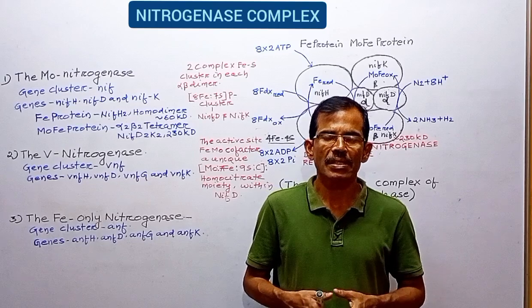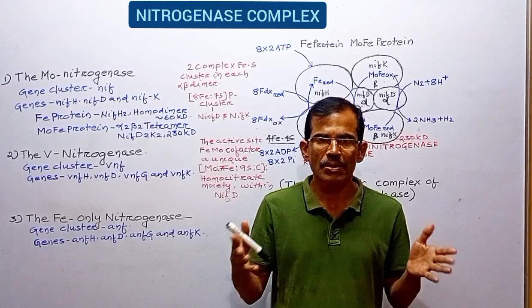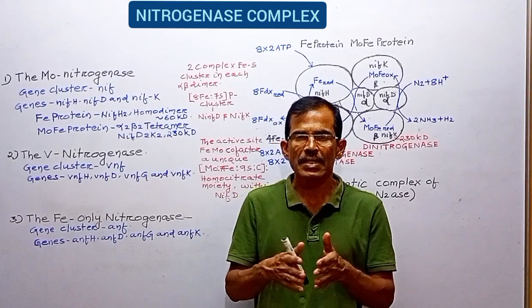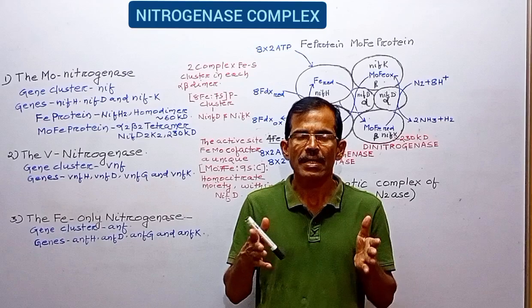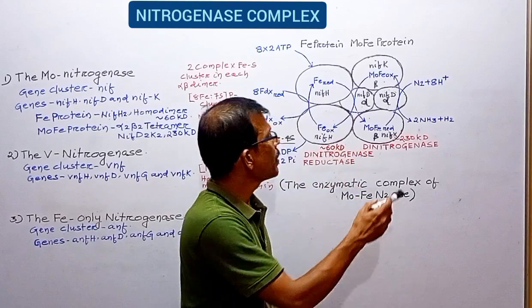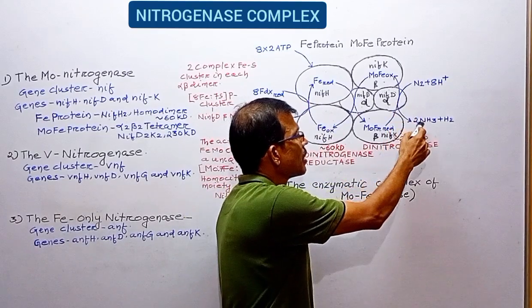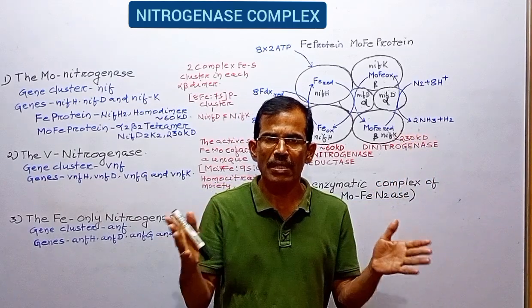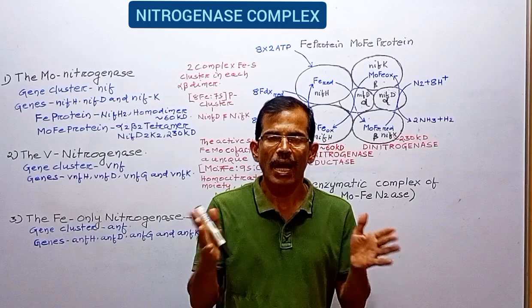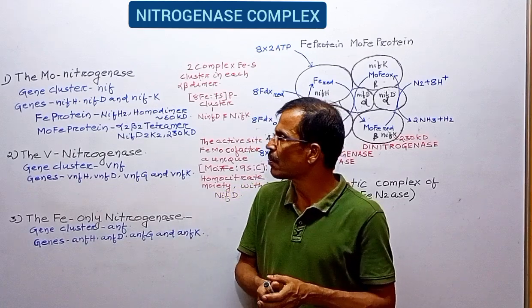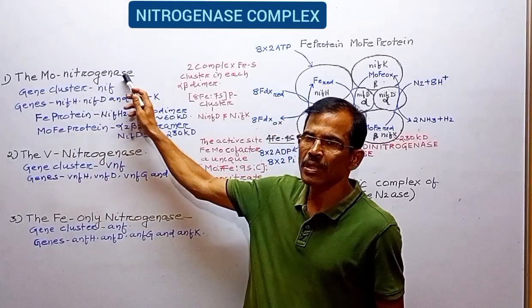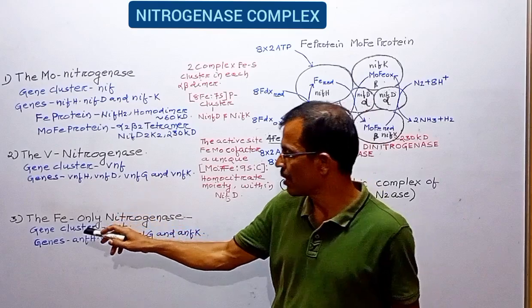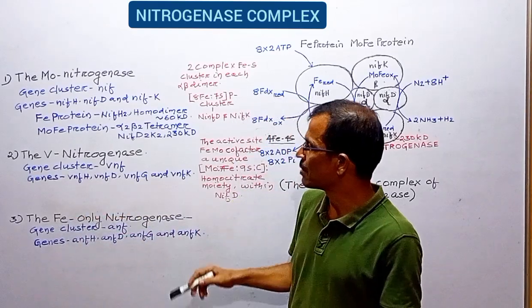Biological nitrogen fixation is catalyzed by a metal enzyme known as the nitrogenase complex. It is extremely oxygen sensitive and catalyzes the ATP dependent reduction of dinitrogen into ammonia. Three distinct types of nitrogenases have been found in diazotrophs. They are number 1, the molybdenum nitrogenase, number 2, the vanadium nitrogenase, and number 3, the iron nitrogenase.